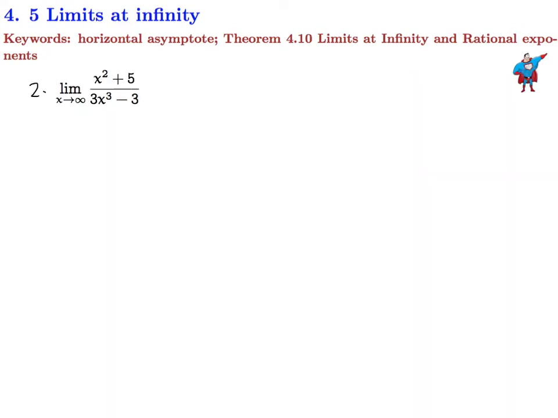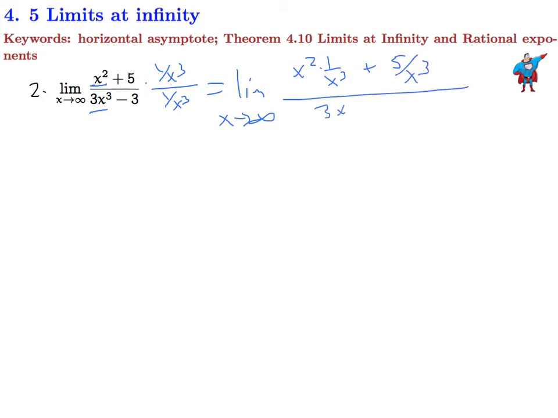So let's look at another example. Again, we look here and we see we've got an x squared and an x cubed, so we want to multiply both the numerator and the denominator by 1 over x cubed. So when we multiply this through this time, we've got x squared times 1 over x cubed plus 5 over x cubed, all over 3x cubed over x cubed minus 3 over x cubed. It doesn't look any better right now, I agree, but this simplifies quite a bit.